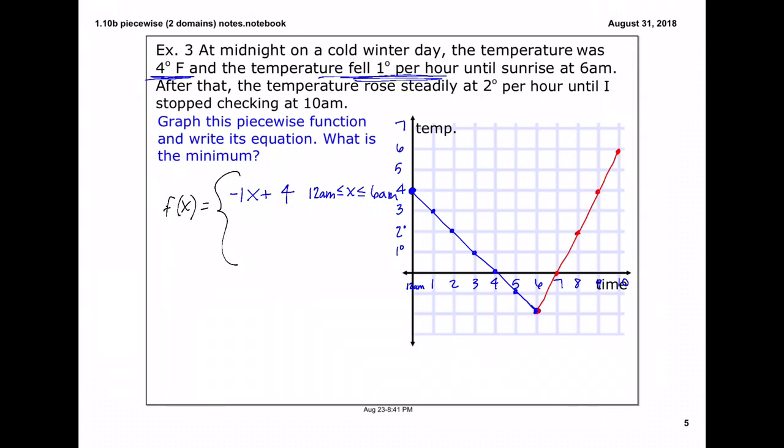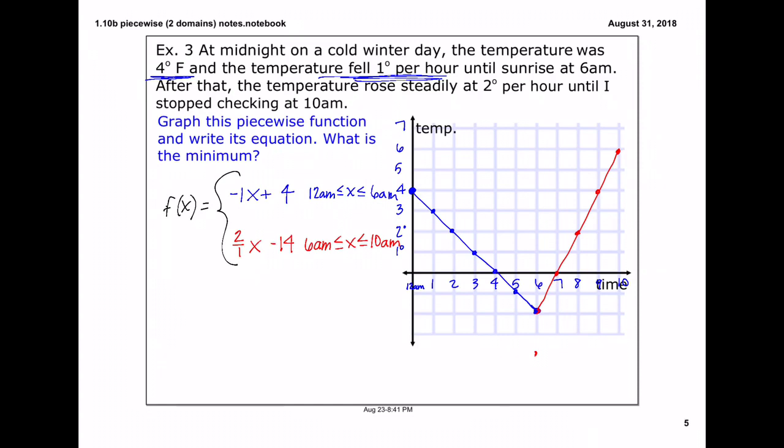Looking at our red line, if we continued to go down 2 and left 1, we would be at negative 14 degrees Fahrenheit. We know that our temperature is 2 over 1 x, so our slope is rise 2, run 1. From 6 a.m. is less than or equal to x, which is less than or equal to 10 a.m., where we stopped checking. You just graphed a piecewise function and wrote an equation.